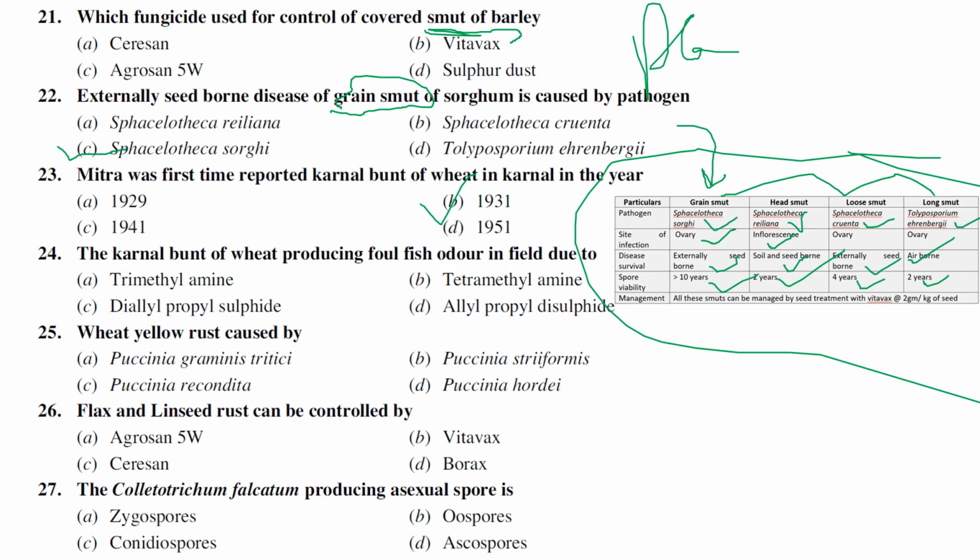The foul smell in the field produced by kernel bunt of wheat is due to trimethylamine, tetramethylamine, diallyl propylamine, or allyl propylamine. So the answer is trimethylamine. Due to the production of trimethylamine only, it will produce a fish odor.